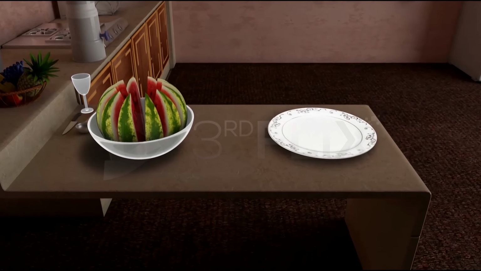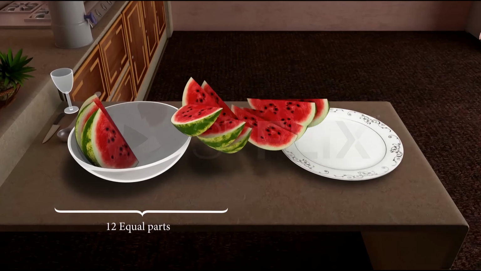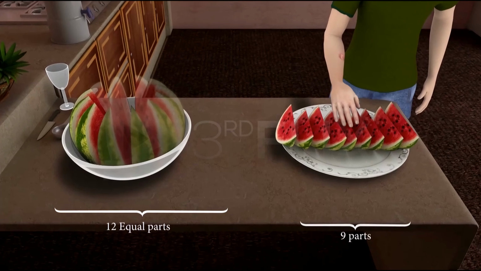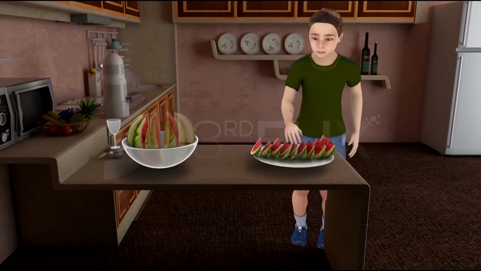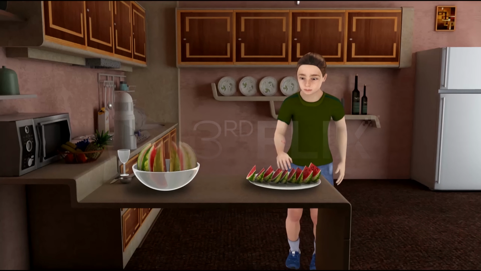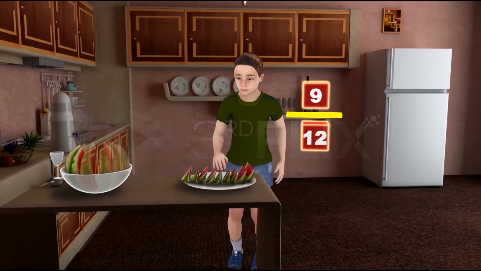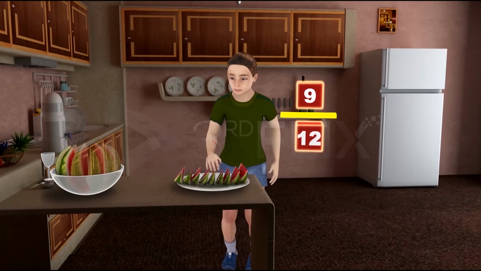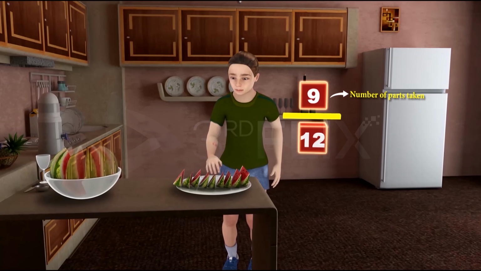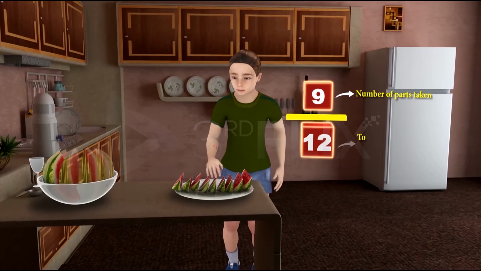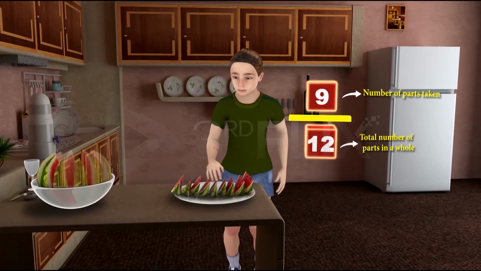Consider a watermelon is divided into 12 equal parts. 9 parts have been consumed. Then, the fraction of watermelon consumed is 9 by 12. Here, 9 is the number of parts taken. 12 is the total number of parts in a whole.